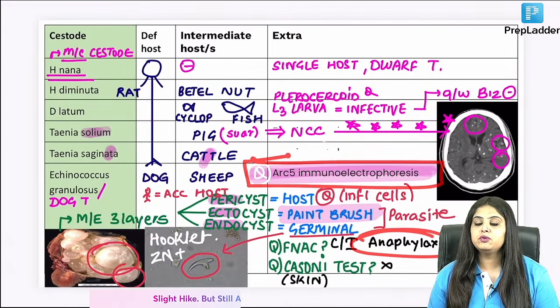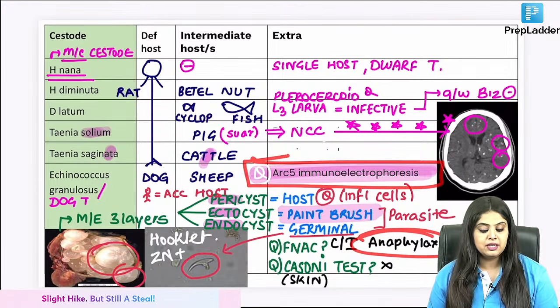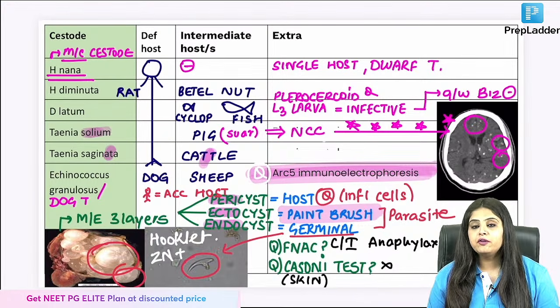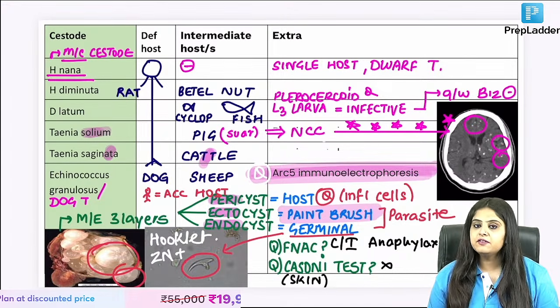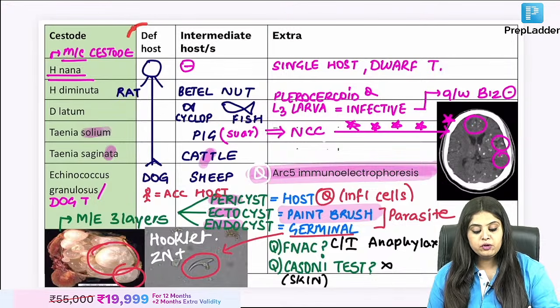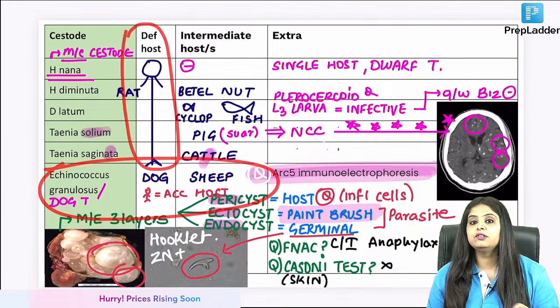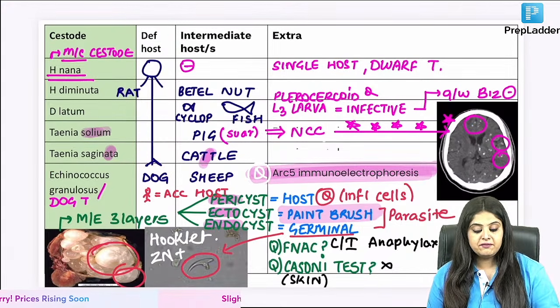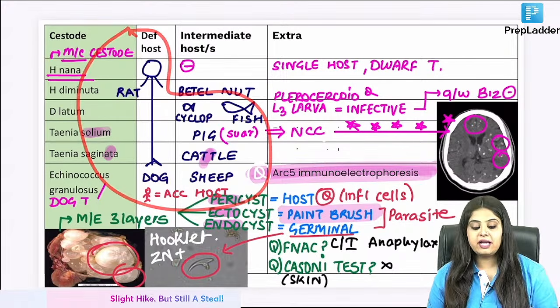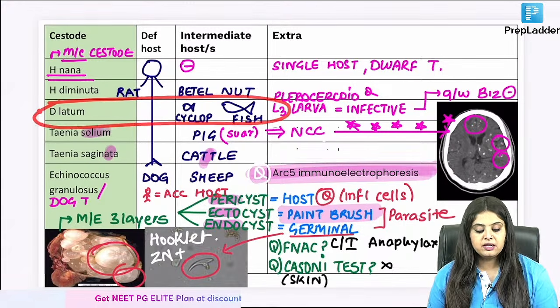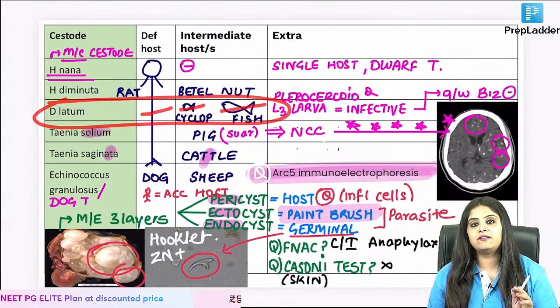You do Arc 5 immunoelectrophoresis. Now I have a question. I ended up saying liver over here because the most common site of echinococcus is going to be the liver. But before I write that, I hope you remember that for everyone the definitive host was a human being, but only for echinococcus, the human being was an accidental host. Everyone had two hosts, but H. nana said no, I will have only one host. And Diphyllobothrium latum said human and two fish, so I will have three hosts.